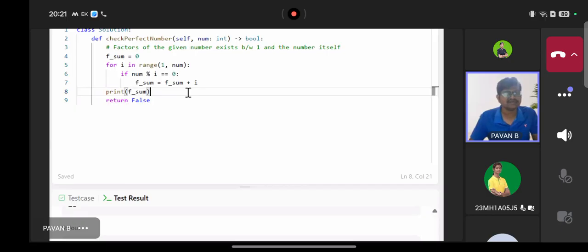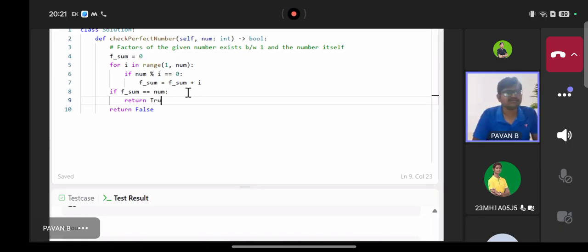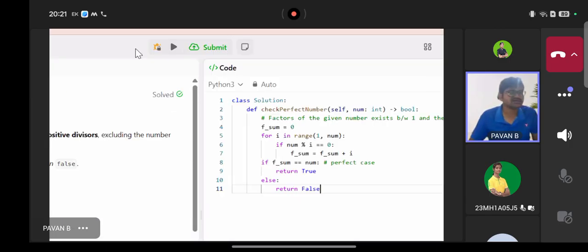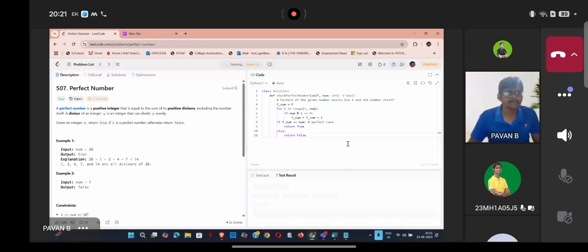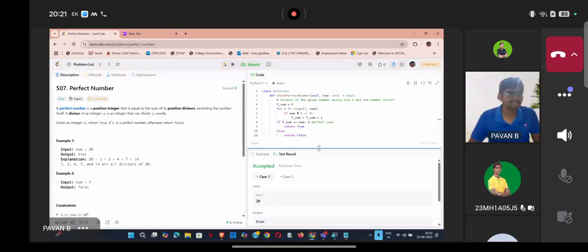So we have to compare it like this. If the factor sum is equal to the given number, then it's a perfect number. So return true. Perfect case. And what is the not perfect case? Else return false. That's it. So if you run this code, it will certainly work. Okay, now let me submit. So when I submit this code, let's see what happens.